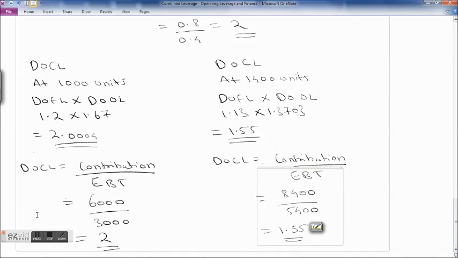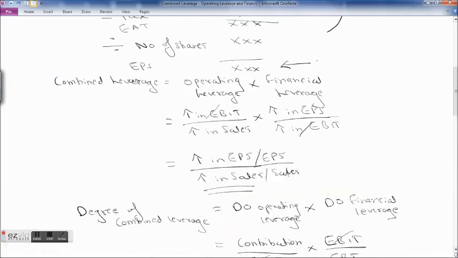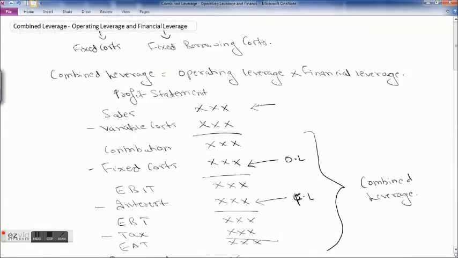That is more beneficial. Once you calculate your combined leverage, you can bifurcate it into financial and operating leverage and accordingly analyze how much risk is required to be taken at that particular level of sale. Okay, so this was about combined leverage. Thank you.